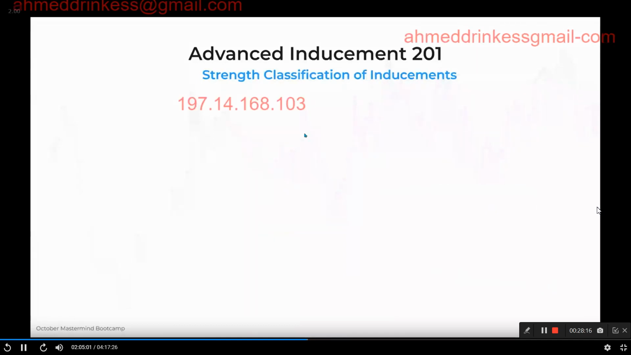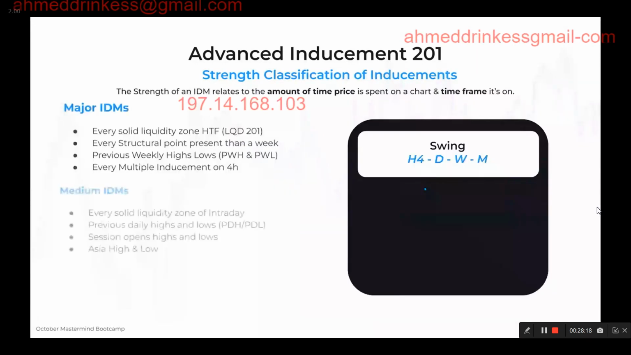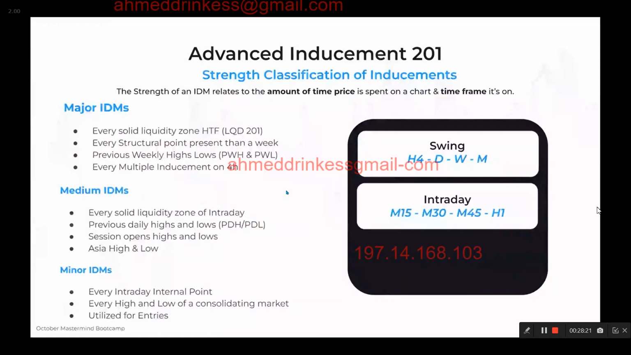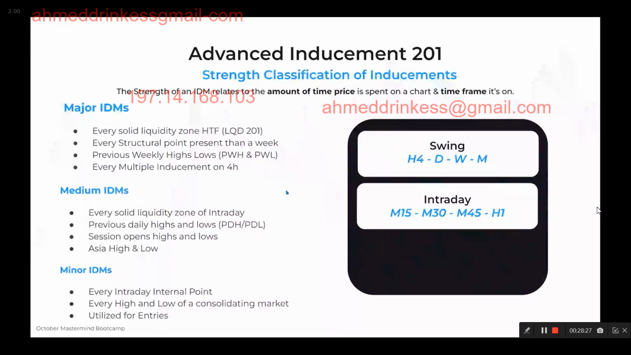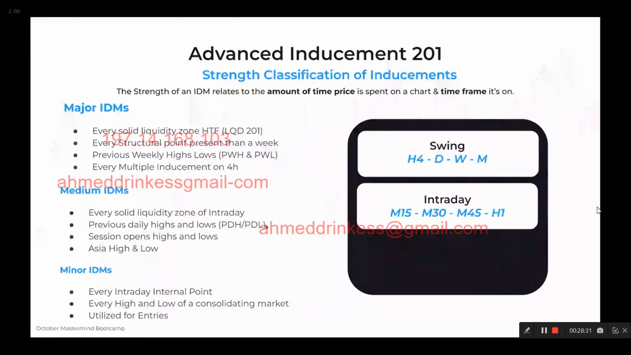All right, everyone. So where we just left off was talking about the strengths classification of inducements, right? We just went through all of the major, minor, and medium inducements. Now that we understand that, we're going to do a quick practice conceptual example of the different types of inducements and their strengths, and really start to have you see what it's like to trade from a trap to trap perspective, because, as I keep saying, we don't want to focus on trading structure directly. We want to focus on trading the traps.